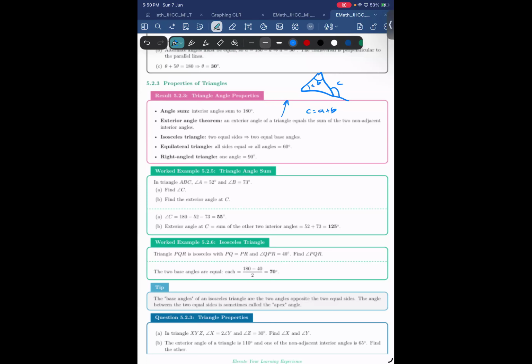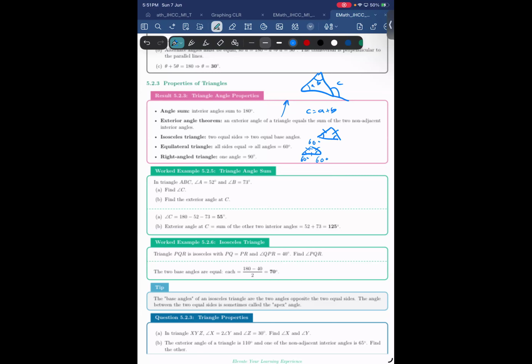Next one, isosceles triangle. Isosceles triangle means two sides are the same. Usually they will use a little dash to denote that the two sides are the same length. If the two sides are the same length, it means these two angles are the same. The top one is not the same, of course. And equilateral triangle is when all sides are the same. Then each of these angles here is 60 degrees.